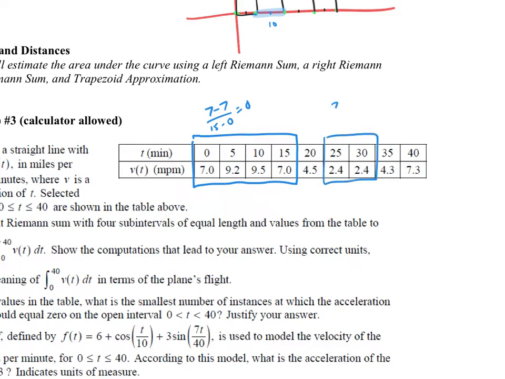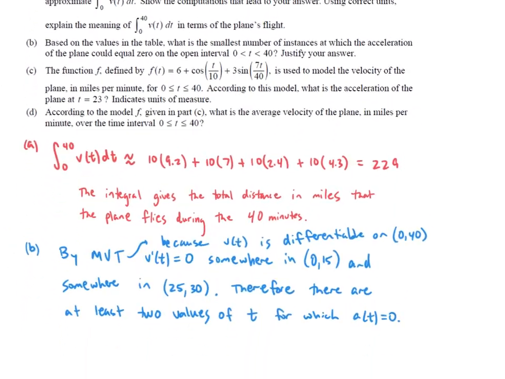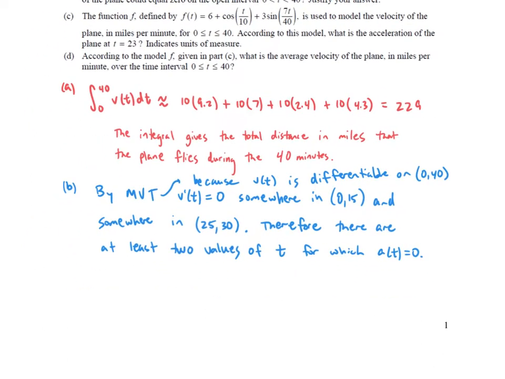But then we also know that on the interval from 25 to 30, so right here, we know the same thing is true. We know that the average velocity is equal to 0, and so therefore the instantaneous must equal 0 at least once in that interval, again by the mean value theorem. So our conclusion is that there's at least two values for which the acceleration is equal to 0 based on our evidence from the mean value theorem.